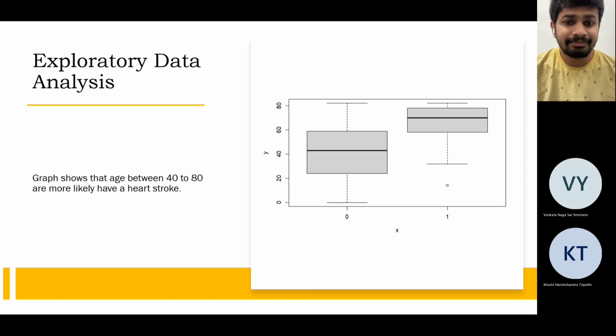Now we will see the analysis of this graph, exploratory data analysis. From this analysis, we got the output that people in the age range from 40 to 80 have high chances of getting a heart stroke. This means when the age is increasing, the chance of getting a heart stroke is also increasing. If we look at this graph, we can clearly understand that as age increases, the chance of getting a stroke also increases.